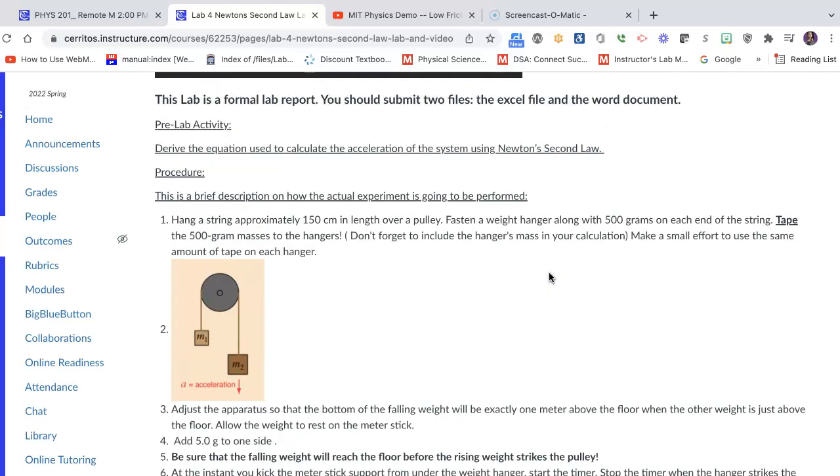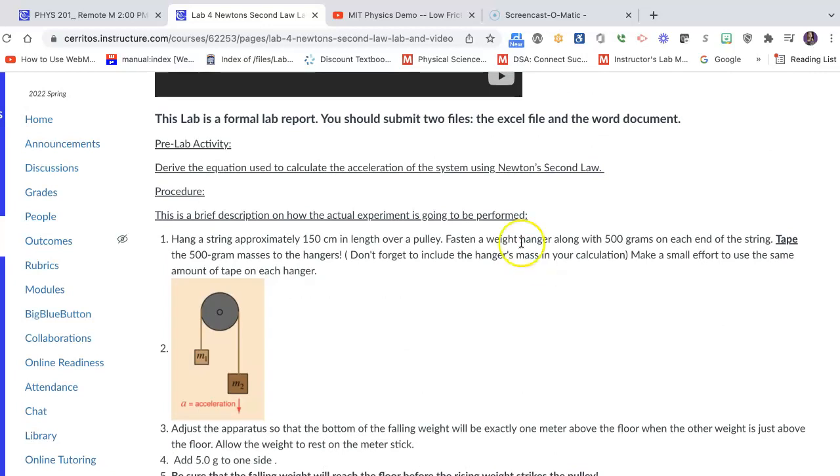This lab is going to be a formal lab report. You should submit two files, the Excel file and the Word document containing your lab report. After the data, you are going to have a section called pre-lab activity, where you are going to show me the derivation for the equation.